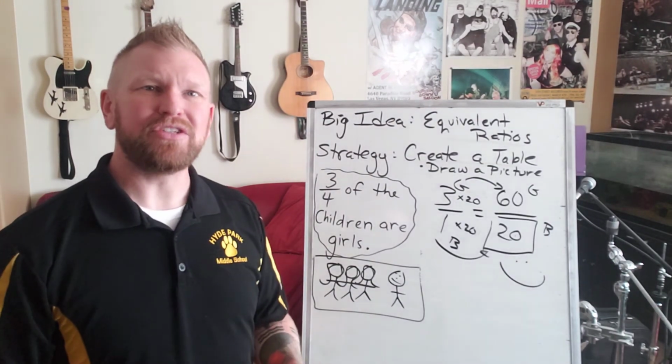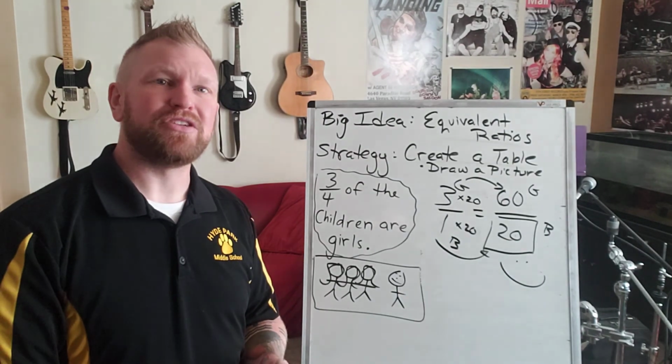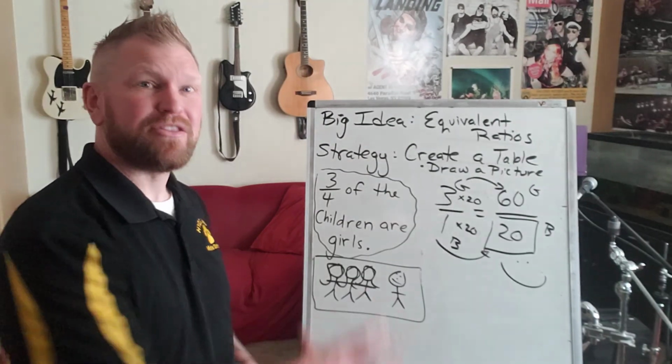So again, it's equivalent ratios, it's making a table, but it's got a little bit of a curveball. You have to make sure that you really understand that you have the right numbers for the right things. The picture helps with that.